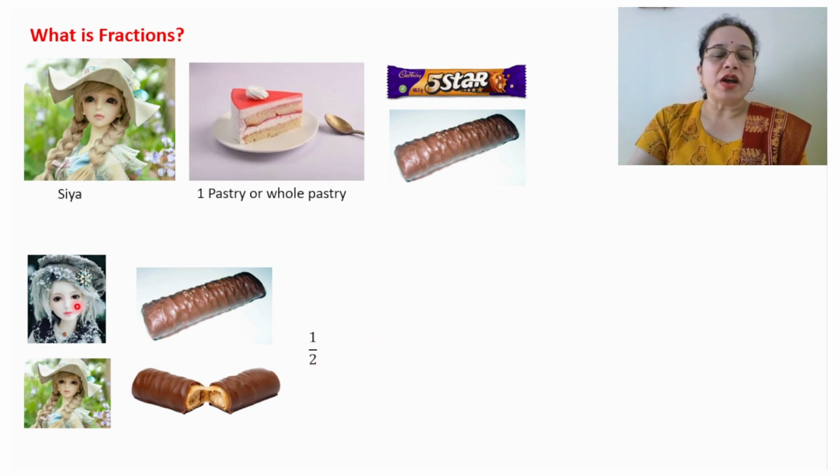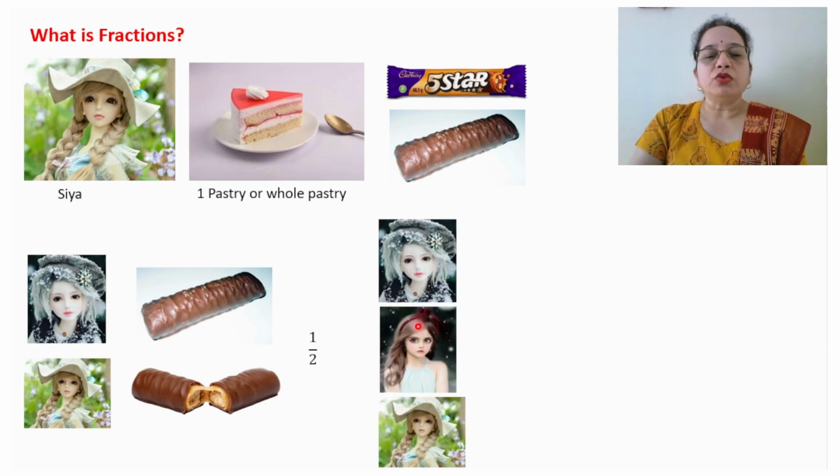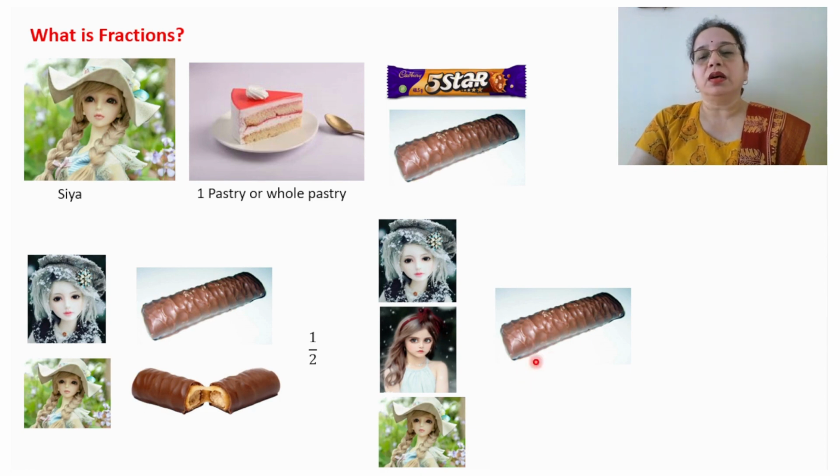Suppose instead of one friend, two friends came to her place, and now with Sia, the number of persons is 3 and the Cadbury is 1. This time Sia broke this Cadbury in 3 equal parts, and each part is given to one friend and she ate one part herself. So total number of parts are 3 and everybody got one part. So this is 1/3.